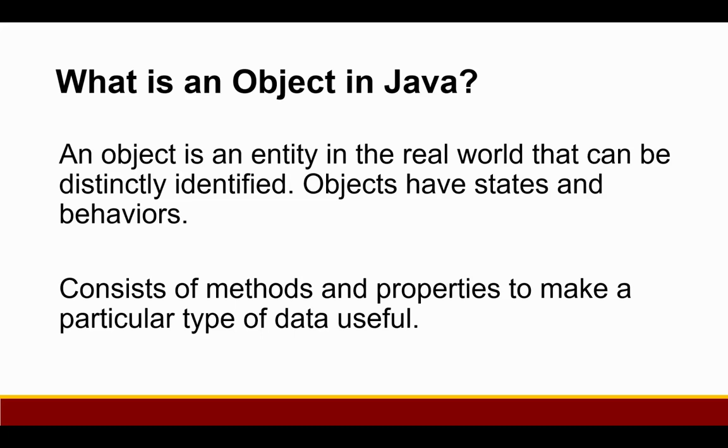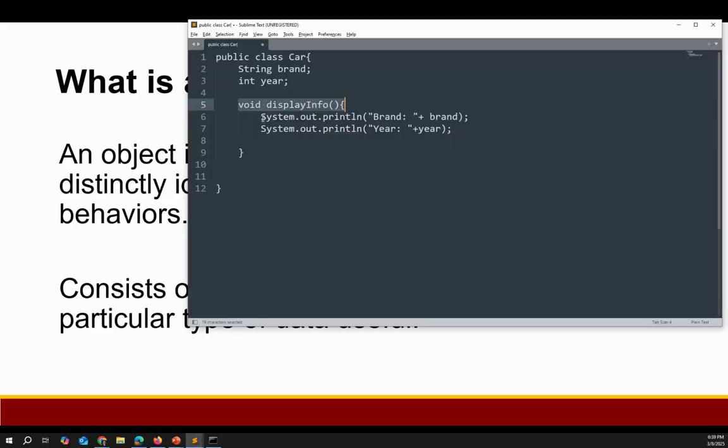Now, an object has two main components. The first component of your object is the state. The state is represented by fields or properties that store information about the object. For example, a car object might have properties like brand and year, just like what we have declared here. So these will be the possible state of the object that we will be creating later on.